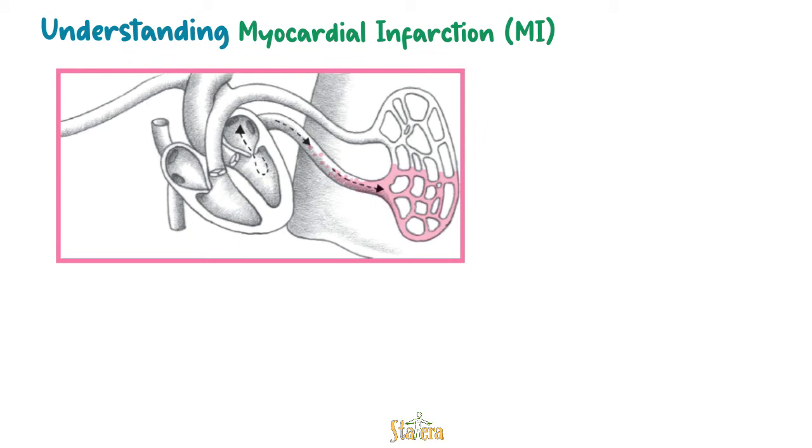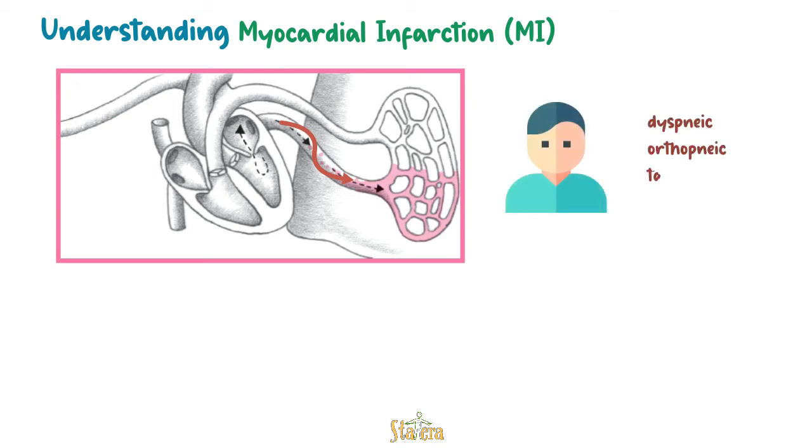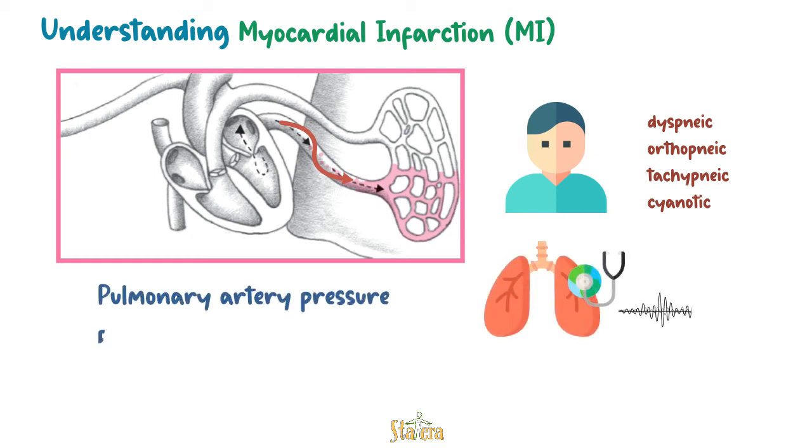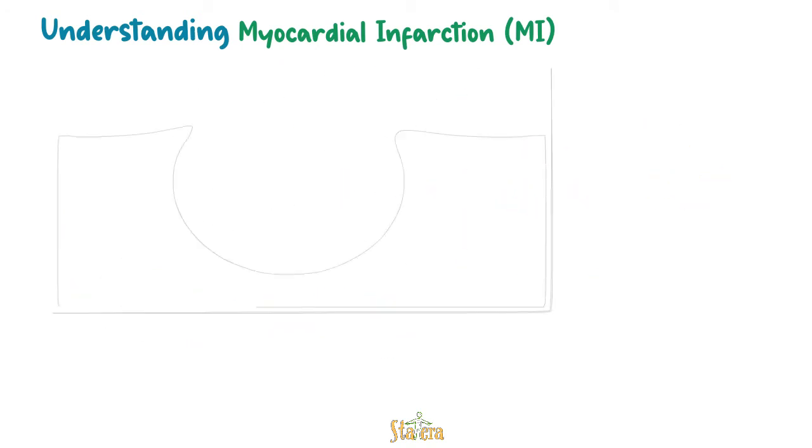Extensive damage to the left ventricle may impair its ability to pump, allowing blood to back up into the left atrium and, eventually, into the pulmonary veins and capillaries. When this occurs, the patient may be dyspneic, orthopneic, tachypneic, and cyanotic. Crackles may be heard in the lungs on auscultation. Pulmonary artery pressure and pulmonary artery wedge pressure are increased.